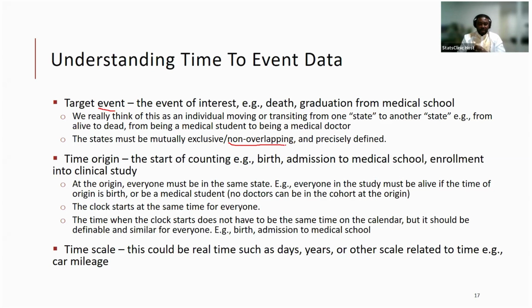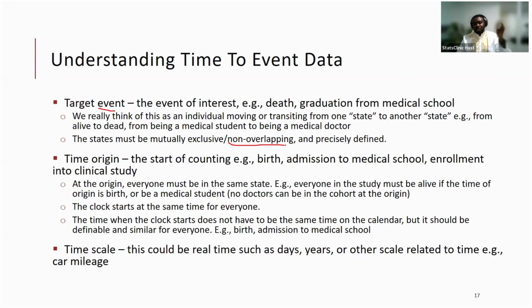The other thing to think about is a time origin. The time when you start. Okay. The time when you start. More often than not, we want the time to be set. It shouldn't be a shifting time. So it doesn't mean that it has to be the same date on the calendar, but it has to be defined by an event where you enter the state. So either matriculation into medical school is when you define. So from the date when a person gains admission into medical school, you start counting from there.